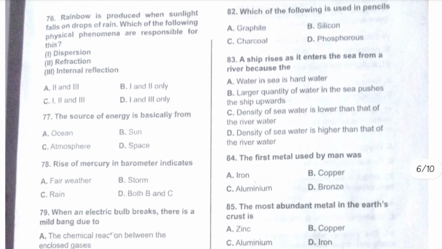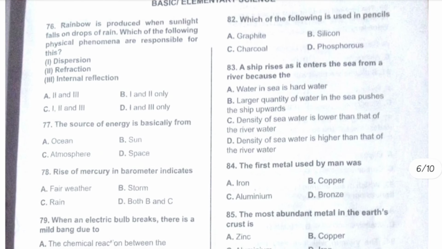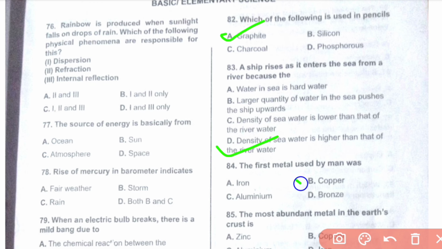After 81, page 2. Which of the following is used in pencil? Graphite is the correct answer. 83. A ship rises as it enters the sea from a river because the density of sea water is higher than that of river water. D. The first metal used by man was B, copper.